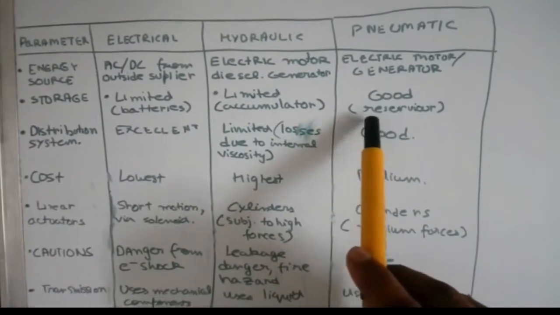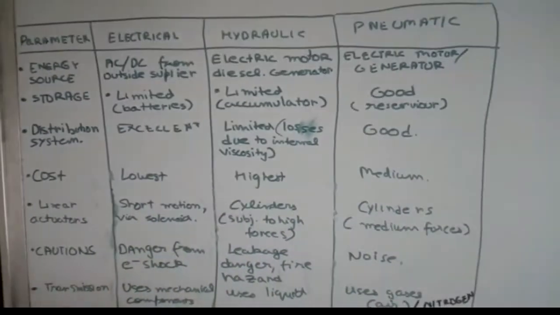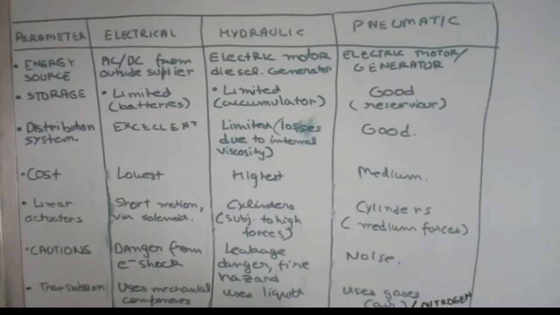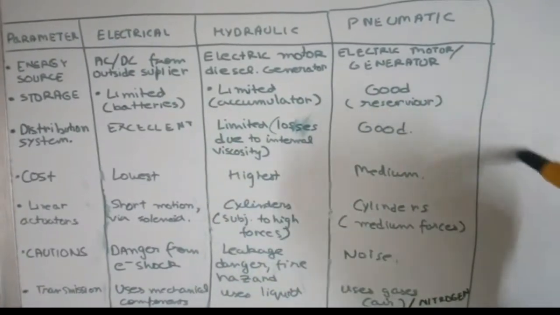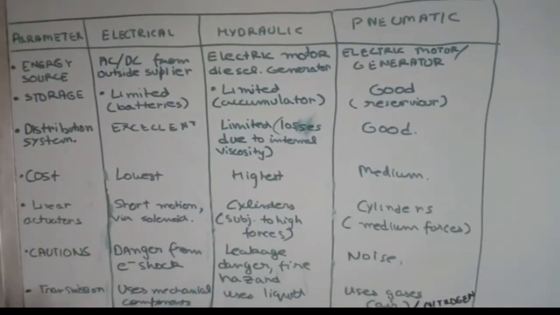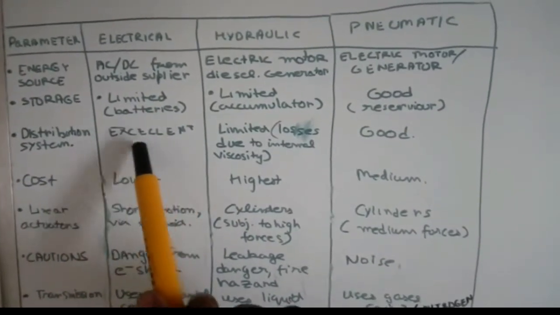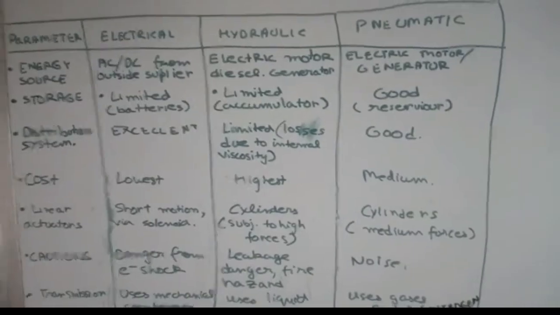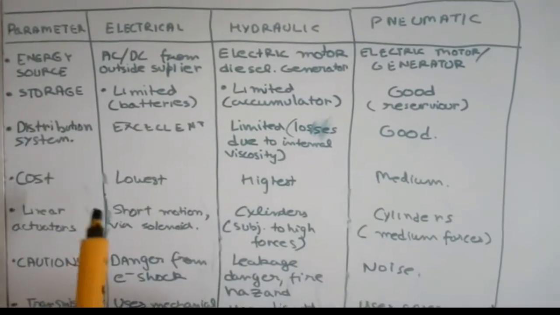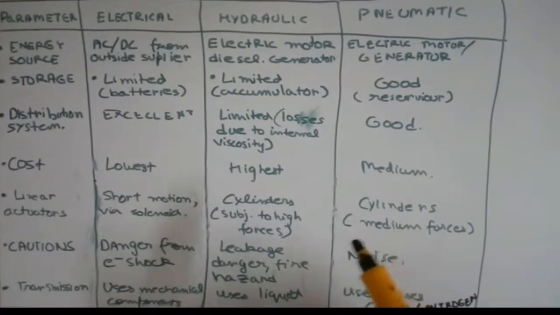All right, pneumatics has very good reserve storage as a reservoir, because air comes from the atmosphere, the compressor compresses it and stores it in the reservoir, and the reservoir provides the air to the system, so it has a very good storage capacity. Distribution system: we know that electricity has very good distribution because of the flow of electrons. So distribution is excellent in electrical because the flow of electrons is very smooth.